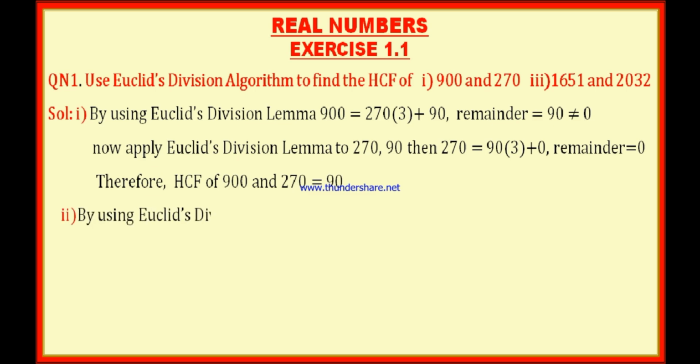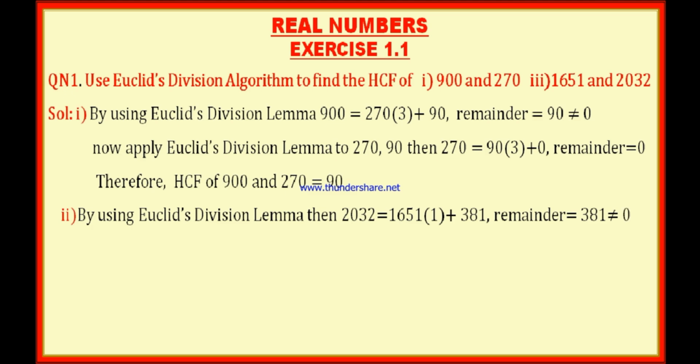And the third bit now. By using Euclid's division lemma, let us find the HCF of 1651 and 2032. Again, out of the two numbers, 2032 is greater than 1651. If we divide 2032 by 1651, 1651 goes into 2032 one time, and the remainder is 381. If you have any confusion, you may do this division in rough work, so that you can write 2032 is 1651 into 1 plus 381.